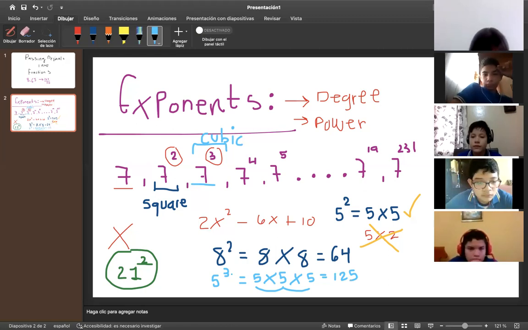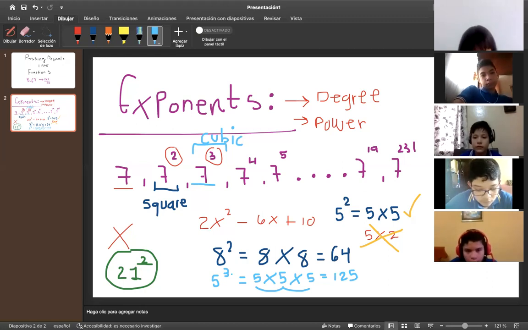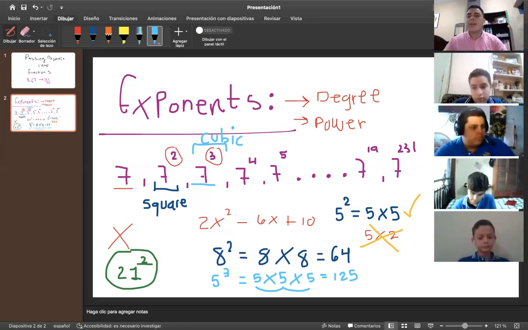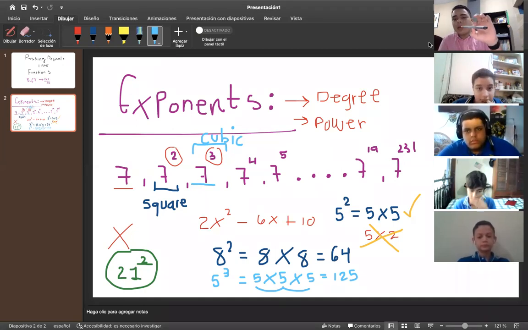Guys, this is pretty important for you to know because in the next years, you are always going to be working with this. A lot of exponents. For example, in real life, we use the exponent squares to measure distances. Can you see my pencil, guys?